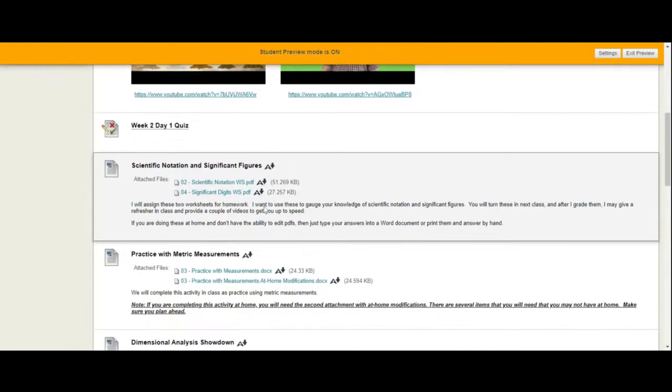So your first work that you have for week 2 are 2 worksheets, one on scientific notation and one on significant digits. These are in PDF format. Some computers have programs that allow you to edit or type into PDFs. If you can't do that, then you can just write your answers on a piece of paper and scan those, or you can just type your answers into a Word document, or you can print the actual files here and answer them on the document by hand and then scan those. That is completely up to you how you want to provide your answers for those.